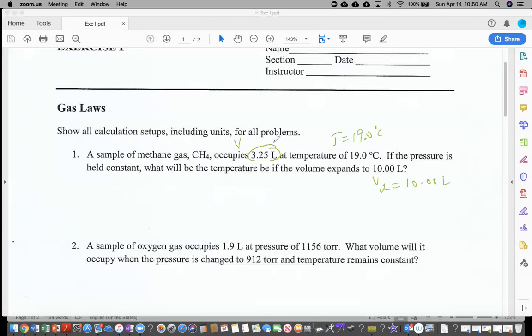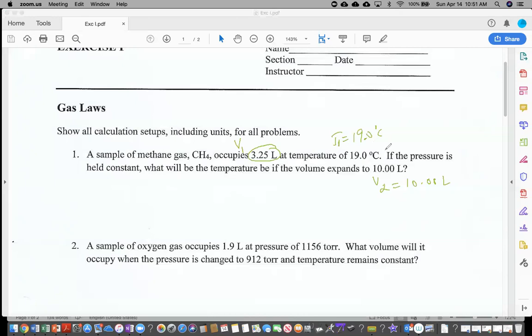So we're trying to find pressure? You're trying to find what? Pressure? No. Did you read the question? A sample of methane gas, CH4, occupies 3.25 liters at a temperature of 19 degrees Celsius. If the pressure is held constant, what will the temperature be if the volume expands to 10 liters? So what's it looking for?